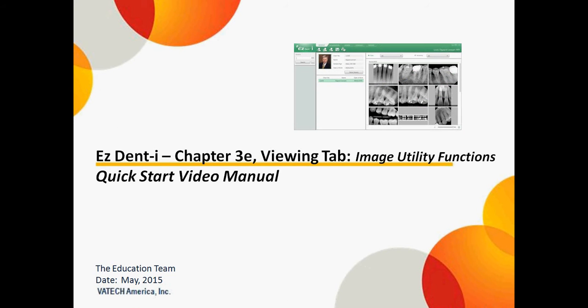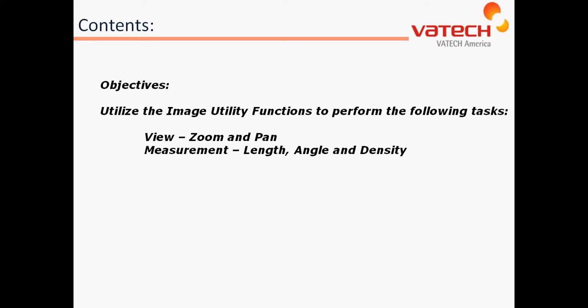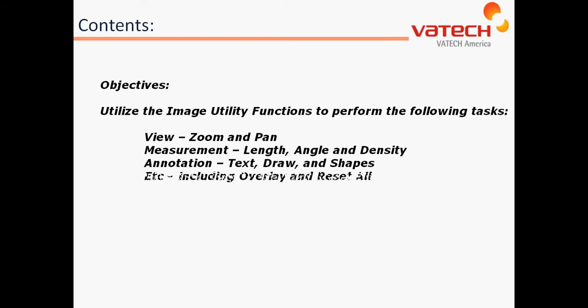The EZDent Eye Quick Start Video Manual, Chapter 3E, the Viewing tab, including Image Utility Functions. In this video, we plan to utilize the image utility functions to perform the following tasks: View to zoom and pan, Measurement for length, angle, and density, Annotation to draw, text, and shapes, etc., including overlay and reset all.